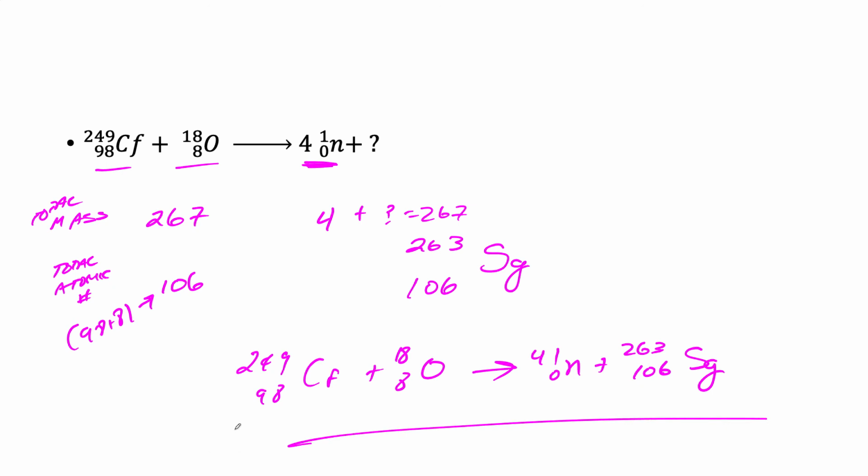So realize that after all this is done, the total mass on each side should be equal, and the total atomic number on each side should be equal. This is the breaking point. This is before, and this is after. That's the way you should look at these arrows.